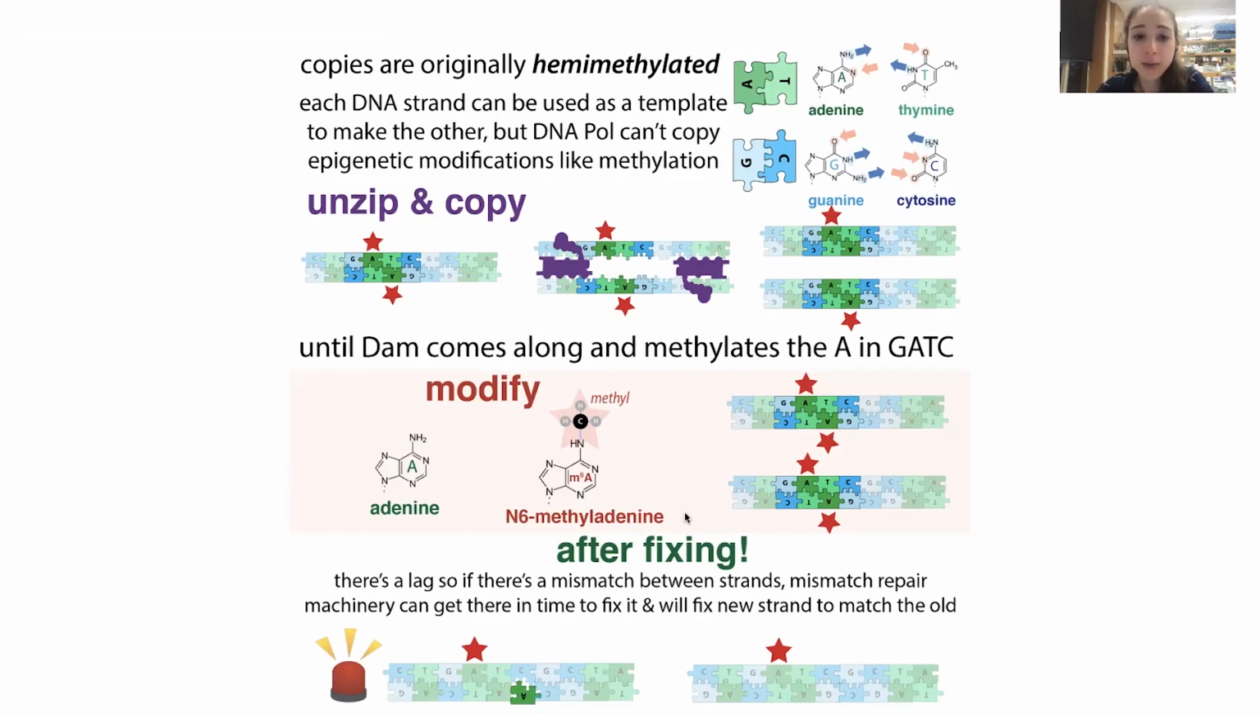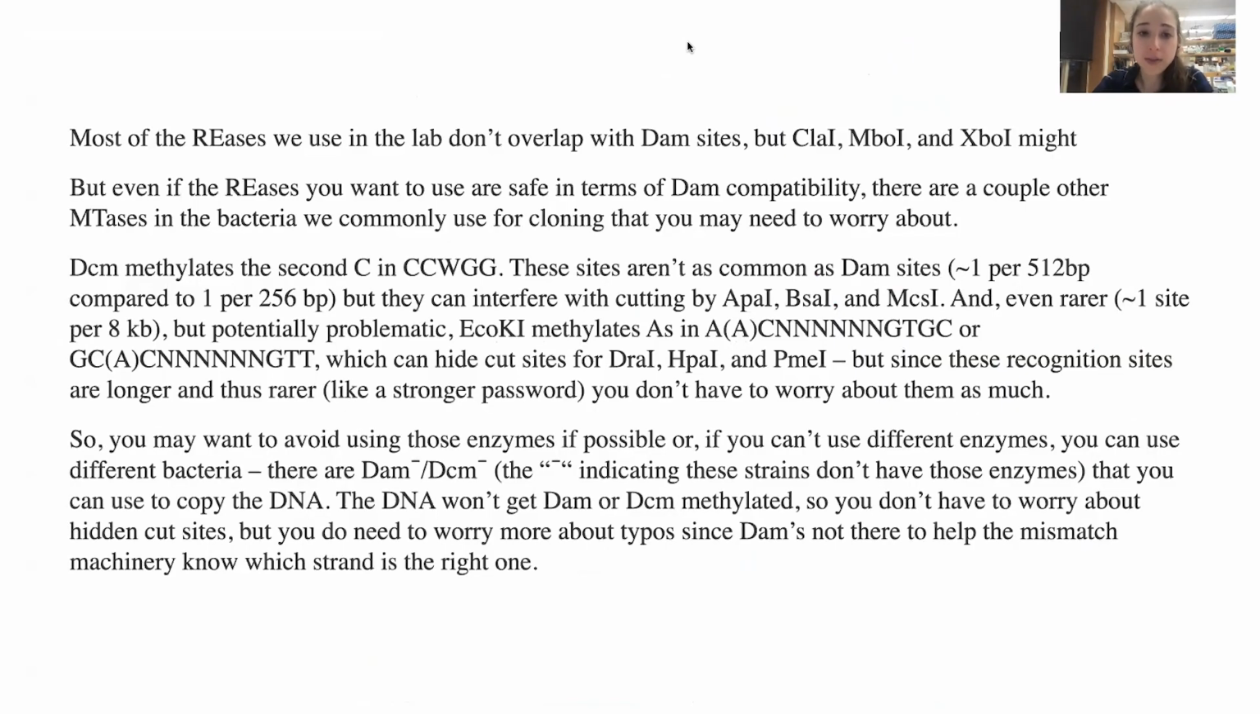And so this is really helpful for bacteria, but it can get in the way if that DAM methylation is hiding one of your restriction sites. Most of the restriction enzymes we use in the lab don't overlap with these DAM sites, but some of them, such as ClaI, MboI, and XbaI, might.